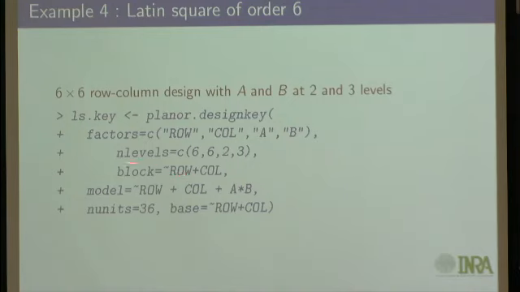I will not talk too much about this block argument because it's not necessary. Really, it's just useful for the output, but I'm not sure it works properly. So now the model we want to estimate is a model with additive block effects, so row effects, column effects, and main effects and interaction of A and B. There are 36 units, and we want to use the row and column factors as basic factors because they structure the units.